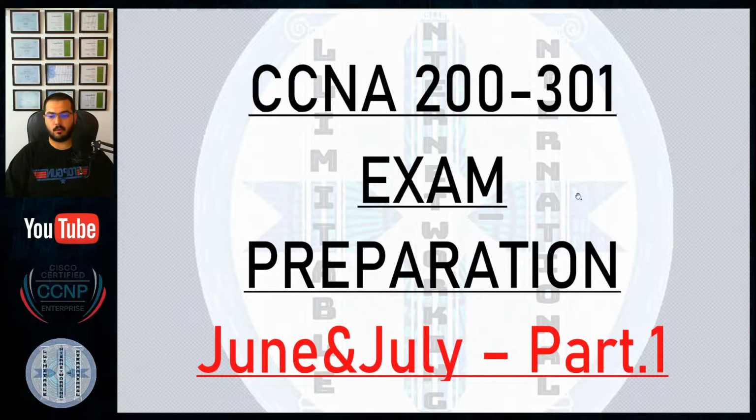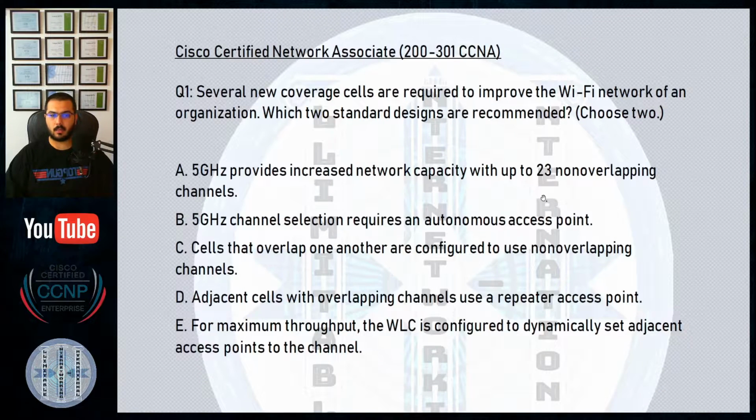So the new update of June and July is about a total of 40 questions. So I have divided those 40 questions in two videos. Each one will be 20, starting by question number 1 up to question number 40. So question number 1 will be like: several new coverage cells are required to improve the Wi-Fi networks of an organization.